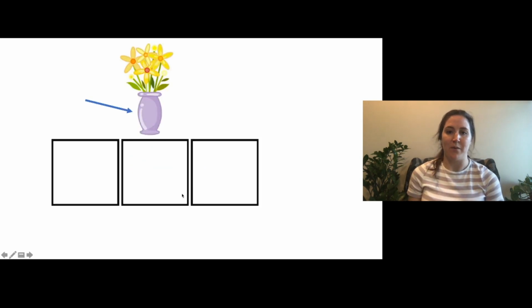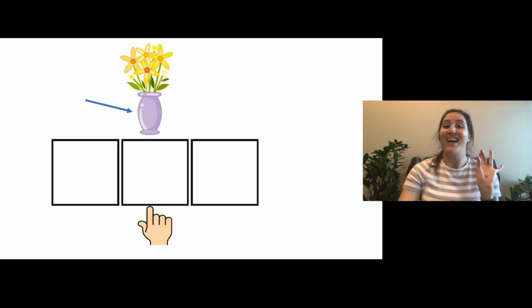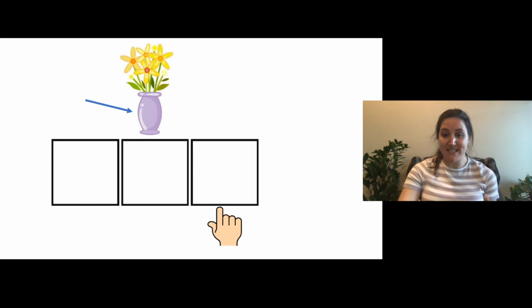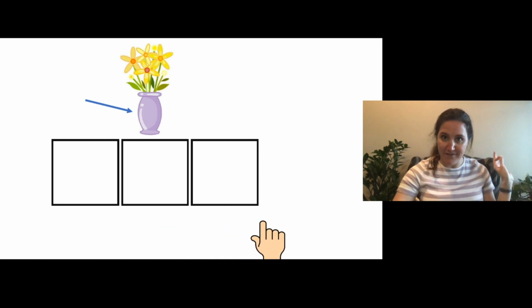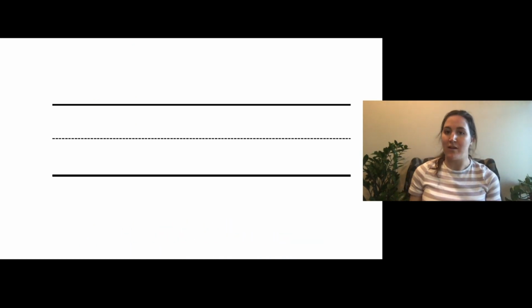Watch me do another one. This arrow is pointing to the vase that the flowers are in. That's a picture of a vase. I will tap out the word vase. V, a, s, vase. So I just tapped out the word vase. Now I'm going to write the word vase.